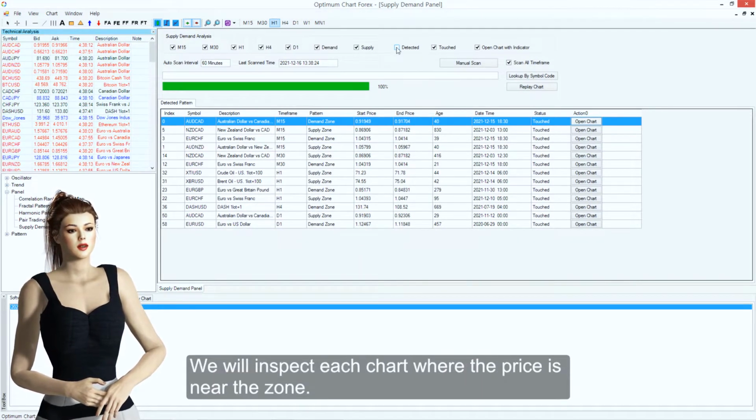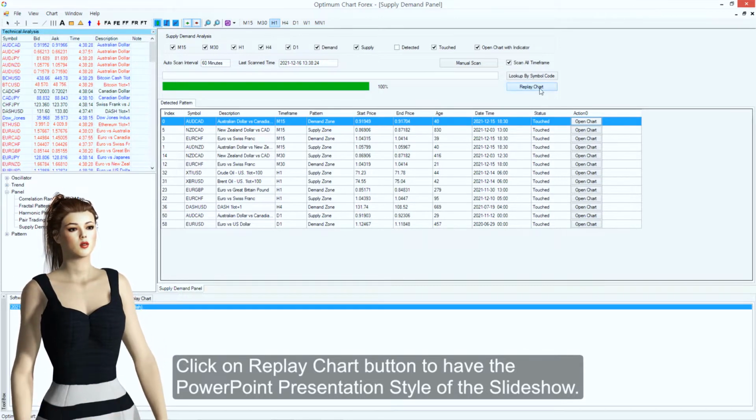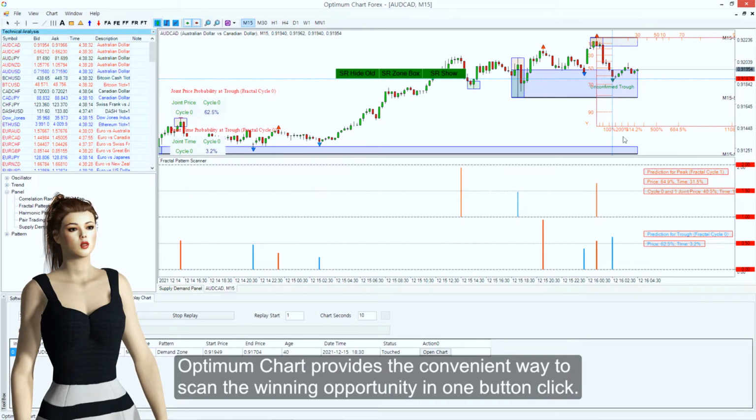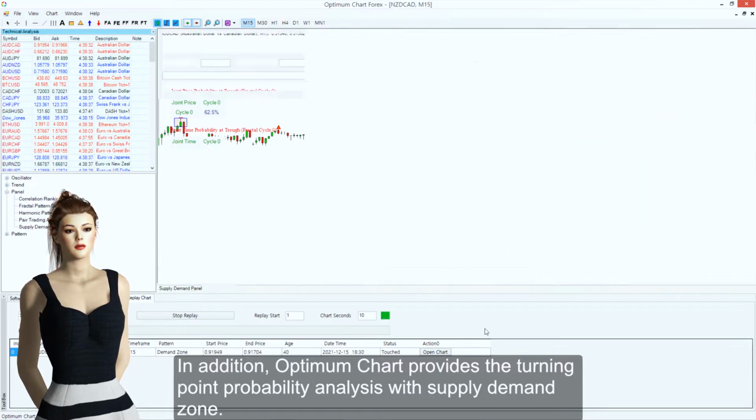Supply-demand zone scanning is done. We will inspect each chart where the price is near the zone. Click on Replay Chart button to have the PowerPoint presentation style of the slideshow. Optimum Chart provides the convenient way to scan the winning opportunity in one button click.